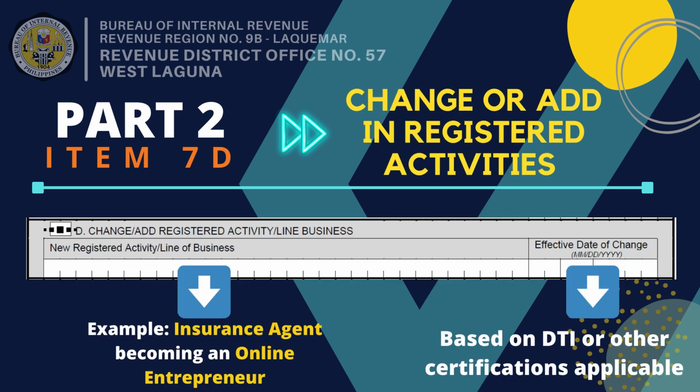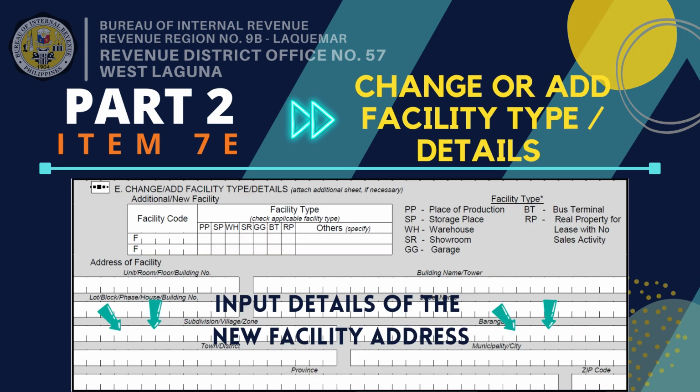Item 7D must be filled up when there is change or addition to the taxpayer's registered activities. As an example, a registered insurance agent becoming an online entrepreneur should file 1905 for addition or change of its line of business. This is also to be accompanied by DTI or other certifications applicable. Item 7E is for the update or added facility type. Again, these are business offices without sales activity. Just input the details of the new facility address, if applicable.